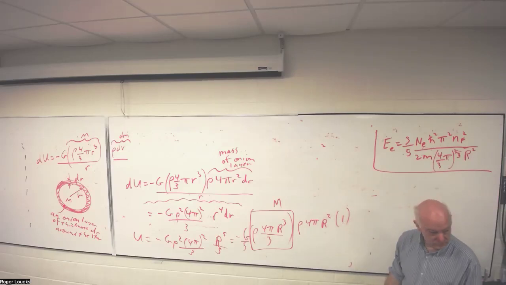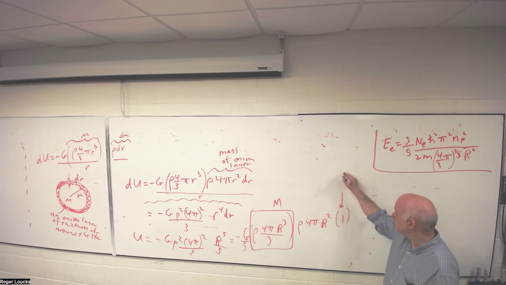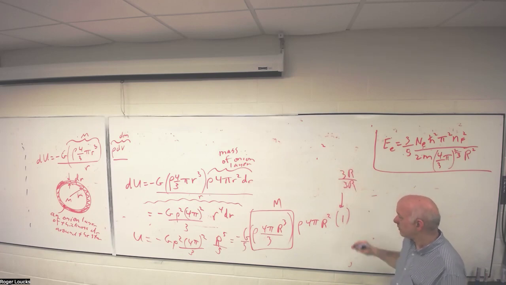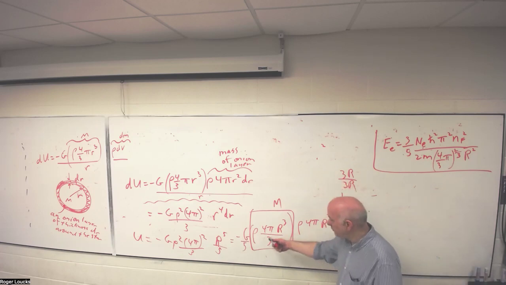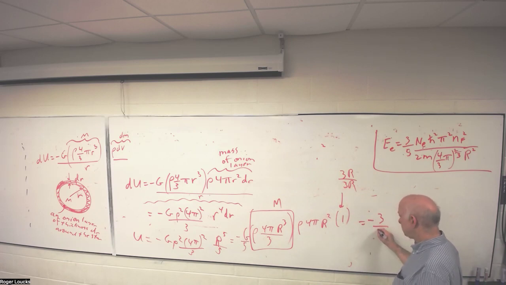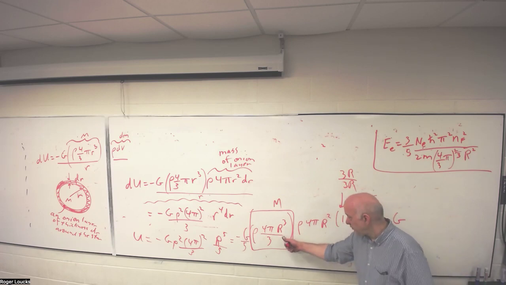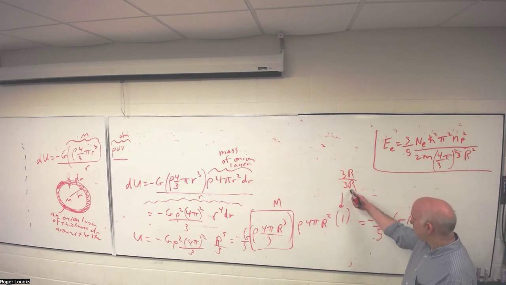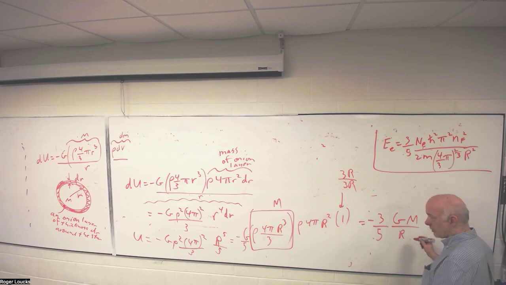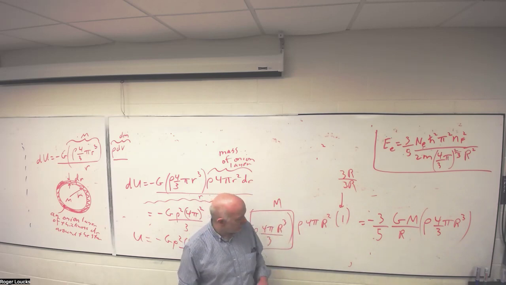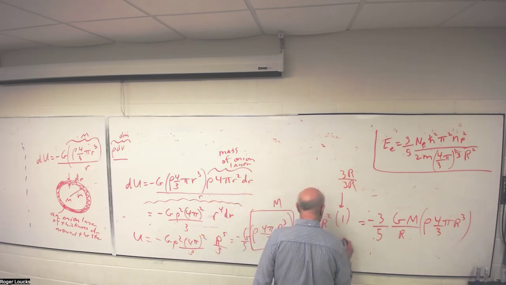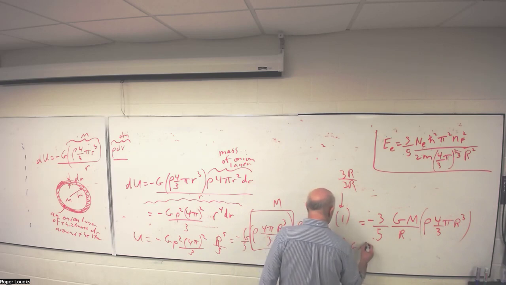One. How am I going to write this in a clever fashion? I'm going to write it as 3R over 3R. Why? Well, I'm going to take this 3 and move it out front. So this is my minus 3/5. Here's my G. This is my mass. I have this R in the bottom here. And I put this other 3 with this factor here, and the other R with this factor here. This gives me a density 4/3 pi R cubed. I think we have another mass term. So now we have minus 3/5 G M squared over R.